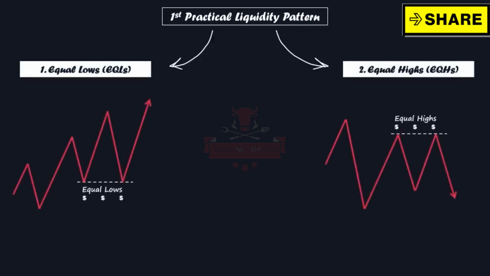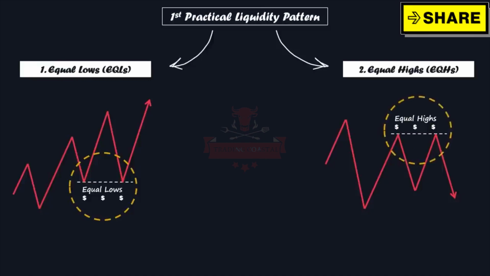The first practical liquidity pattern we should consistently seek in the market is characterized by equal lows and equal highs. As the terms suggest, when the price establishes internal lows at the same level, we identify it as an equal low. Similarly, when the price forms internal highs at the same level, it's recognized as an equal high.